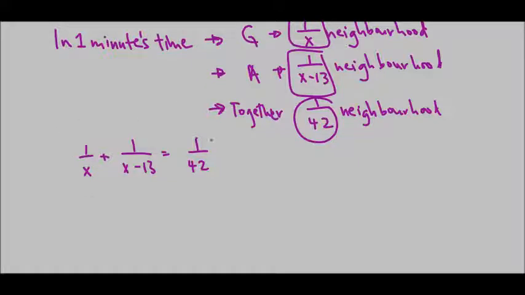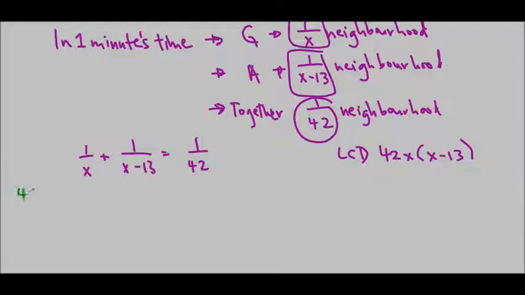Okay? So this is the hardest part about solving this question, because the setup is always the most difficult part. Once we've got that, we can just multiply by the LCD. The LCD in this case is 42x times x minus 13, since they have nothing in common. So we're going to multiply everything by the LCD.